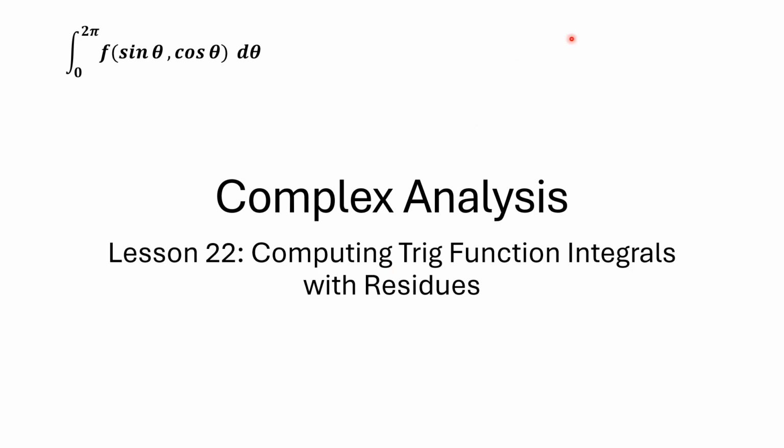Welcome to Complex Analysis, Lesson 22. In this short lesson, we're going to show how to take the integral of a real rational function that's comprised of trig functions. So I've shown the problem here. f is a function of sine theta and cosine theta, and it's basically a quotient of various combinations of these two types of trig functions. And we're going to use residues in order to solve the problem.